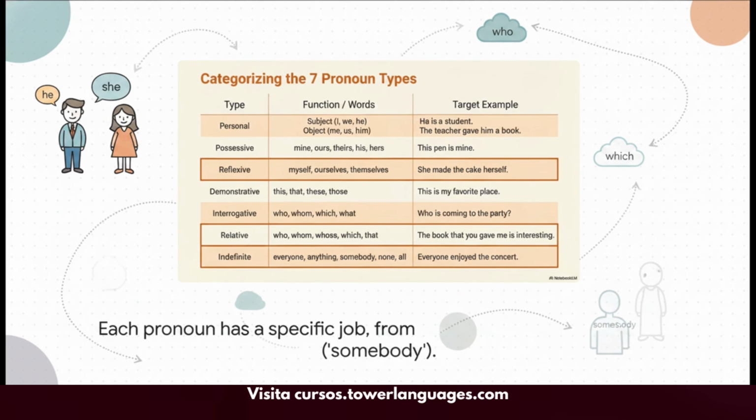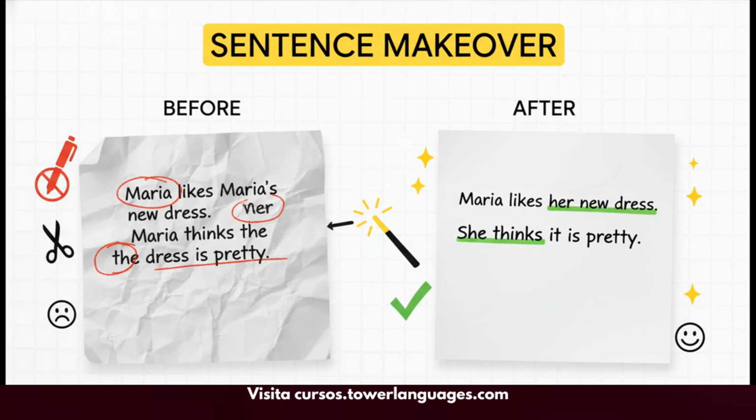And just like determiners, pronouns are a big, diverse family. Each one has a really specific job, from personal pronouns like he and she, to relative pronouns like who and which that help connect ideas, all the way to indefinite pronouns like somebody for when we don't know exactly who we're talking about. Here's a super fun activity for your classroom. Call it Sentence Makeover. Just give your students a short paragraph that's really repetitive. Their mission is to act as editors and fix it by swapping out all those repeated nouns for different pronouns. It turns grammar practice into a fun, creative puzzle.